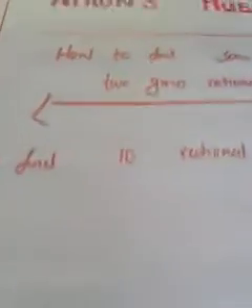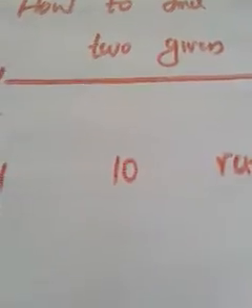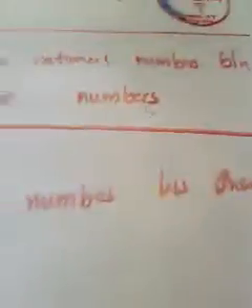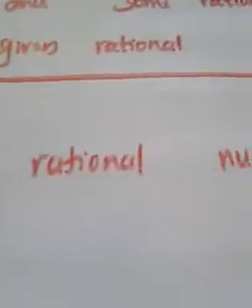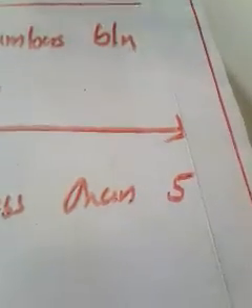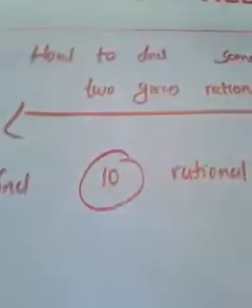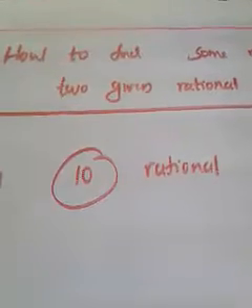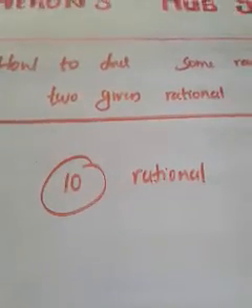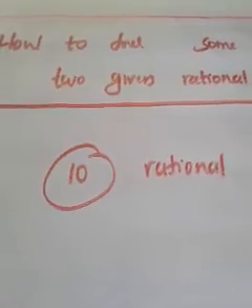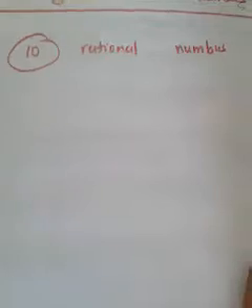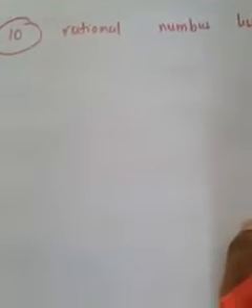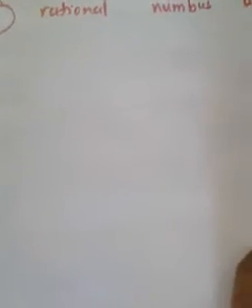What does it mean? We have to find 10 different rational numbers such that all those 10 rational numbers should be less than 5. Okay. So you may understand the question. So can you find 10 numbers? Forget about the rational numbers. Can you find 10 numbers just less than 5?